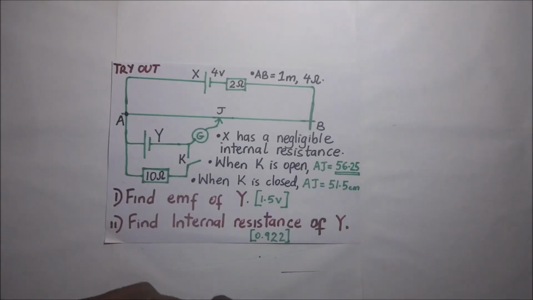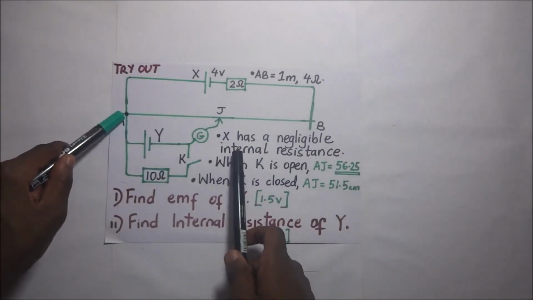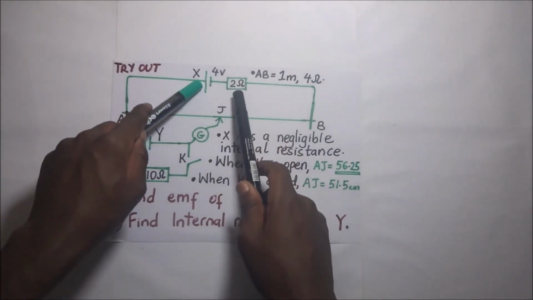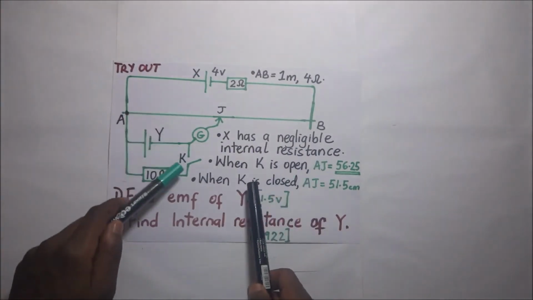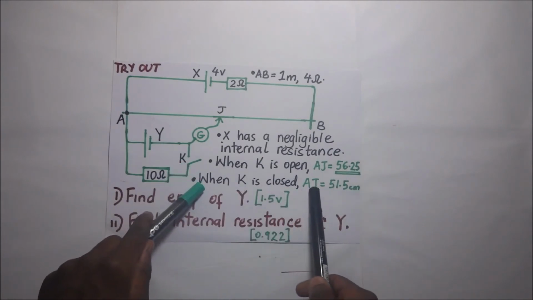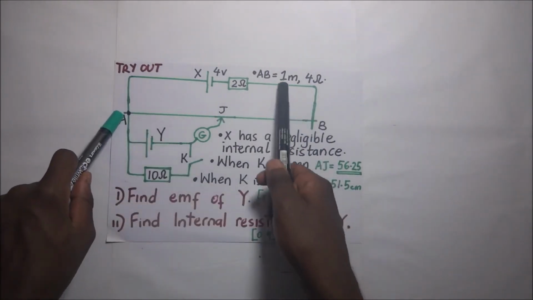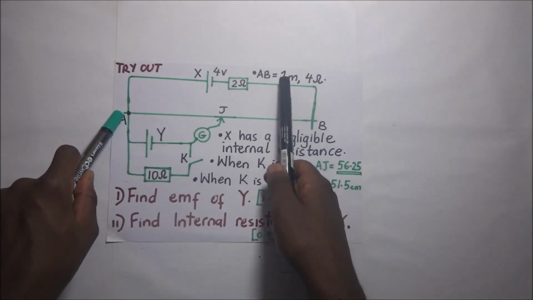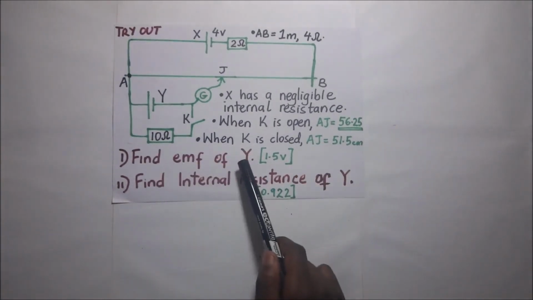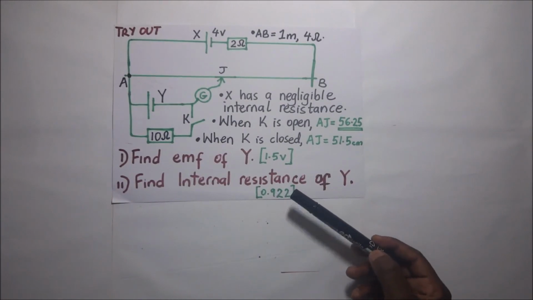So from what we've been able to do, you can go ahead and try out this problem. We have a slide wire AB right here. This potentiometer circuit has a cell X whose EMF is 4 volts and has negligible internal resistance. When K is open, the balance length is 56.25 centimeters, and when K is closed, the balance length is 51.5 centimeters. The slide wire AB is 1 meter long and its total resistance is 4 ohms. So you can go ahead and find the EMF of Y. I expect you to get 1.5 volts and the internal resistance of Y is 0.992 ohms.